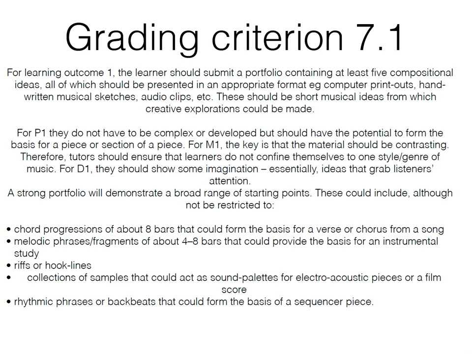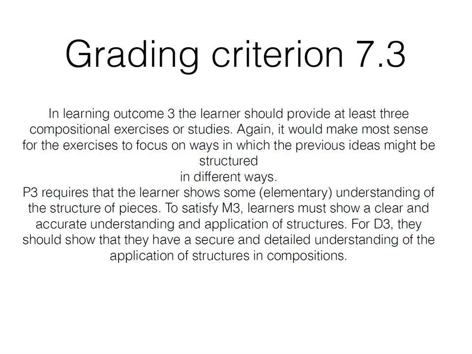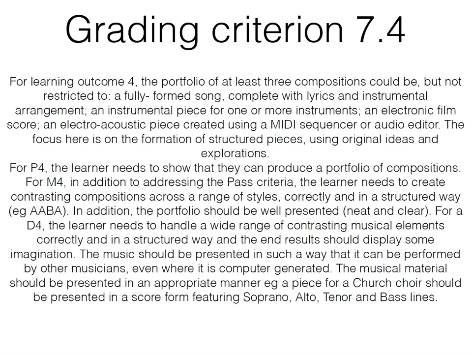What we have on this slide is what to expect for learning outcome 1, which is tied to grading criteria 7.1. What you should do is pause the video to have a read of what you need to do to achieve a pass, for a merit and distinction. For each criteria you can see this as P1, M1, D1, or P2, M2, D2, P3, M3 and D3, and the last one, P4, M4 and D4.